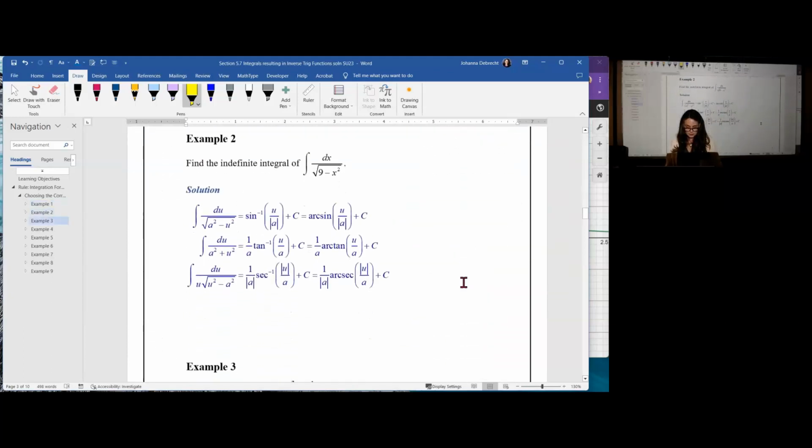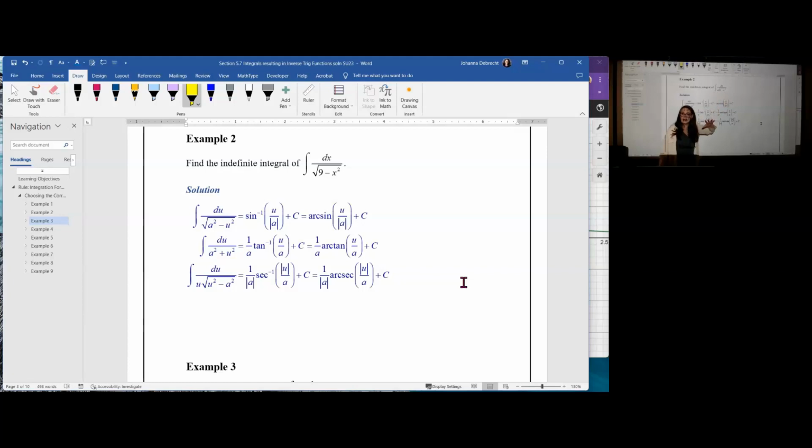In example 2, we again have an integral. We have the differential dx. We have subtraction, so I know it's either arcsine or arcsecant. It does indeed look like a Pythagorean theorem related thing. Got 9 minus x squared.